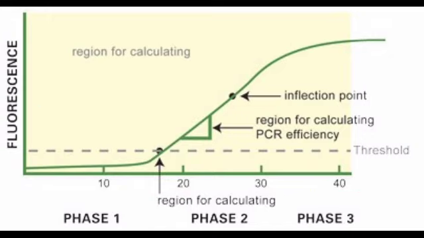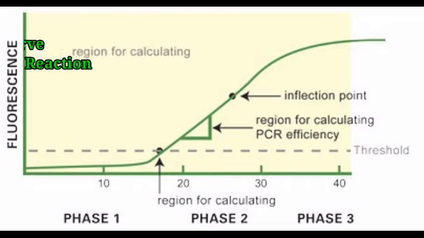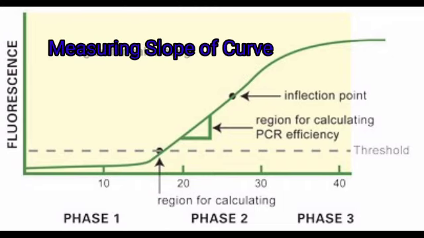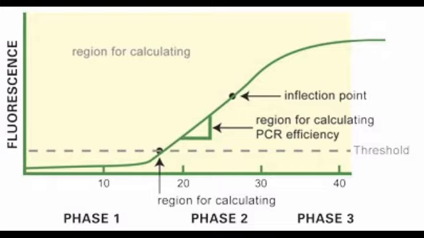So this was about the three phases of the sigmoidal curve. Now what more information can be obtained from this curve? A PCR amplification curve which looks like a sigmoidal curve is generally a sign of a healthy, good PCR reaction. As a direct measure of that, we can actually go in and measure the slope of our curve during the early, that is pre-inflection point, of the second phase curve.